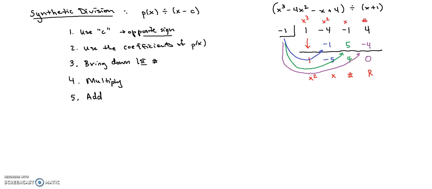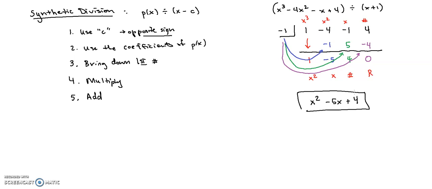Or you can go by our first terms, x cubed, x squared, x, and number. The degree goes down by 1 each time you divide. We divided by an x, so that drops the degree by 1, from x cubed to x squared. So it's going to be x squared, x, number, remainder. We can see our remainder is 0. So our answer is just going to be 1x squared minus 5x plus 4. We take those coefficients and put them back in with the x's, and that's the same answer that we had before.